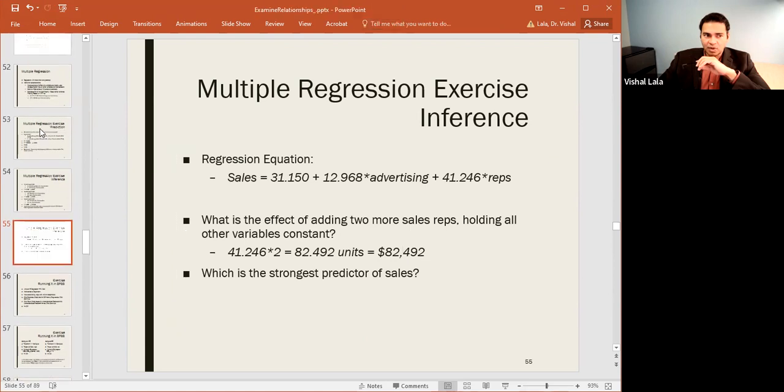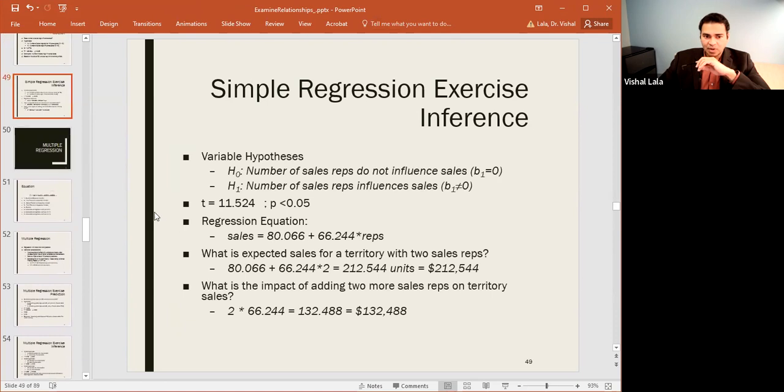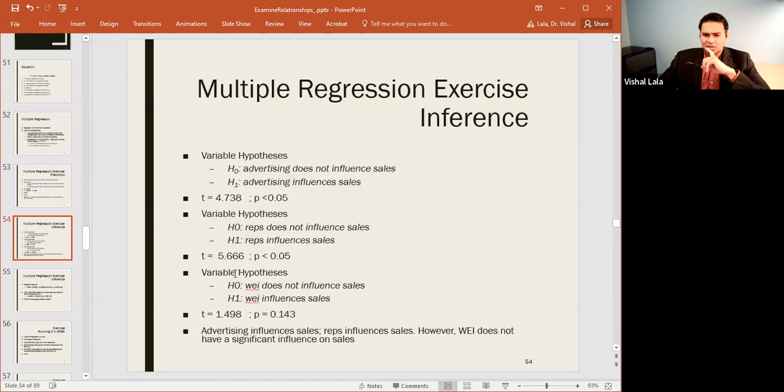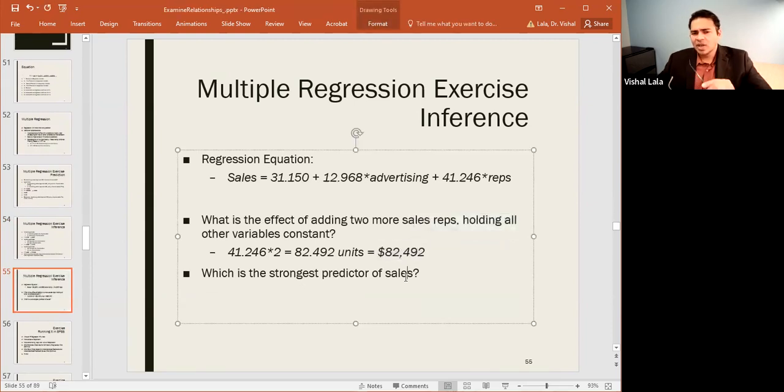We did this before. Let's scroll back a few slides to simple regression. There we found out the impact of adding 2 more sales reps was $132,000. Now we're finding out that number is $82,000. In other words, we're getting different regression coefficients, consequently different inferences of adding 2 more sales reps between the simple regression and multiple regression.